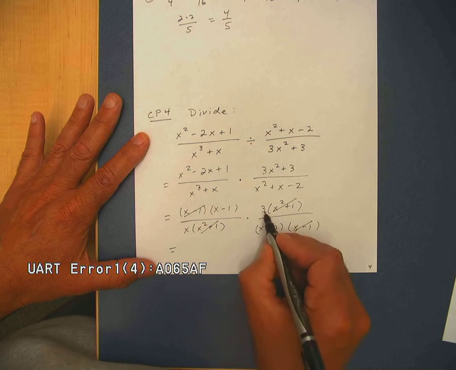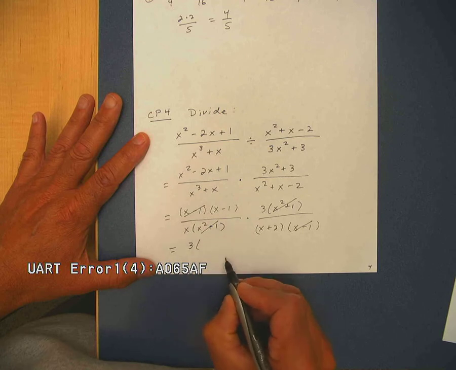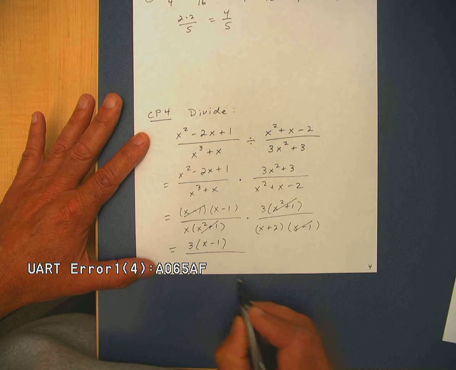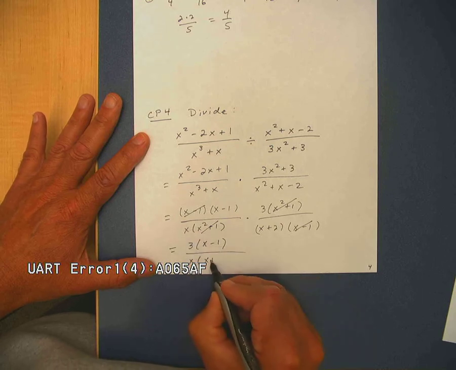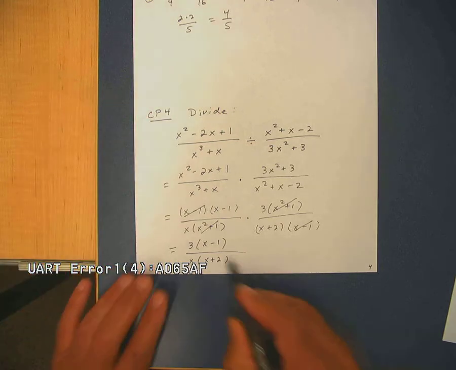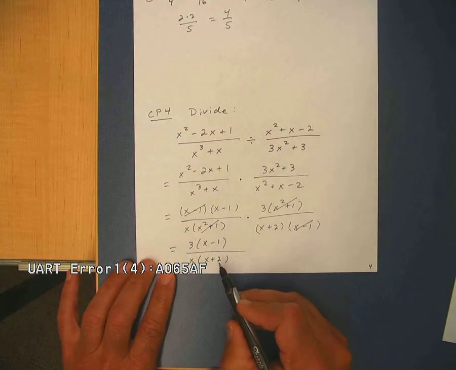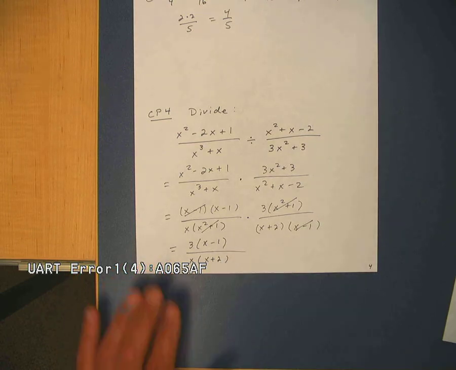What we're left with, we have a 3 and an x minus 1. We like to put the numbers first, so I'll put 3 and an x minus 1. That's the numerator, and then the denominator we have an x and an x plus 2. And again, you could multiply this back out and get a couple of polynomials in standard form, but for me it's fine to leave it in factored form.